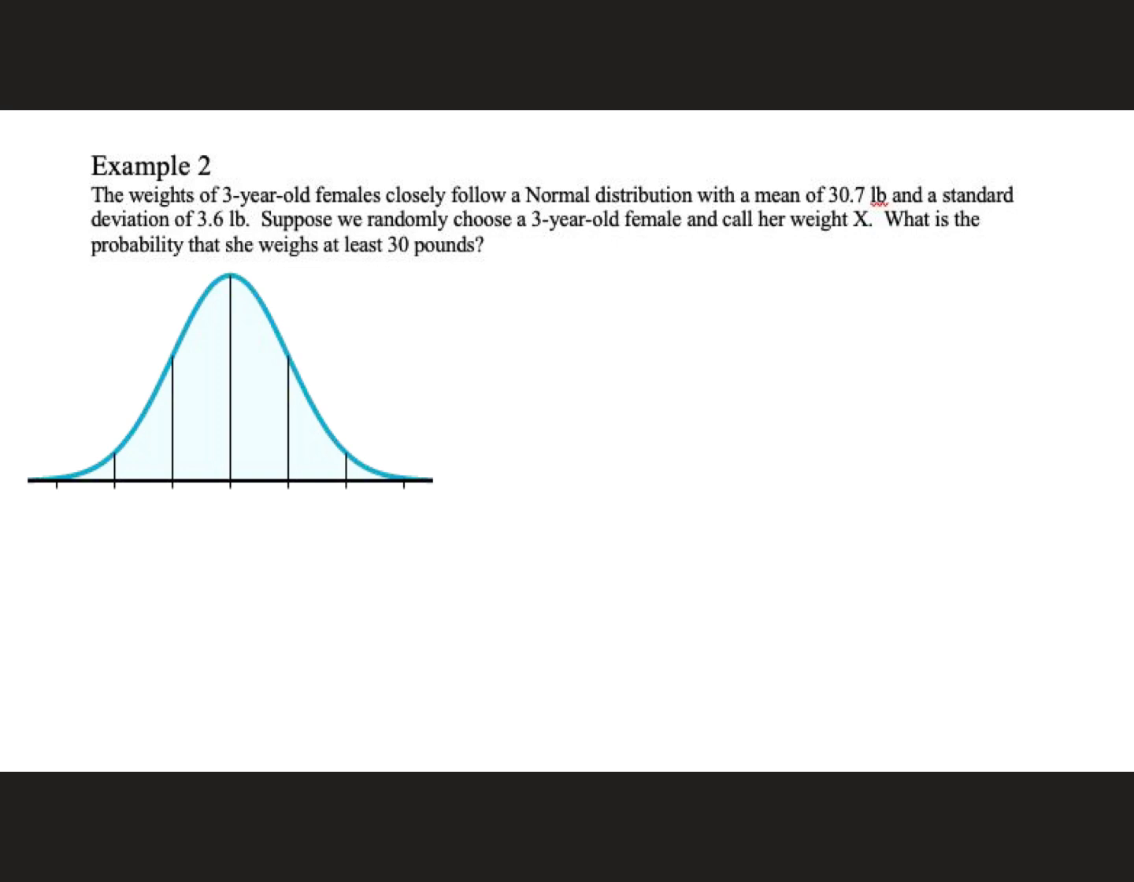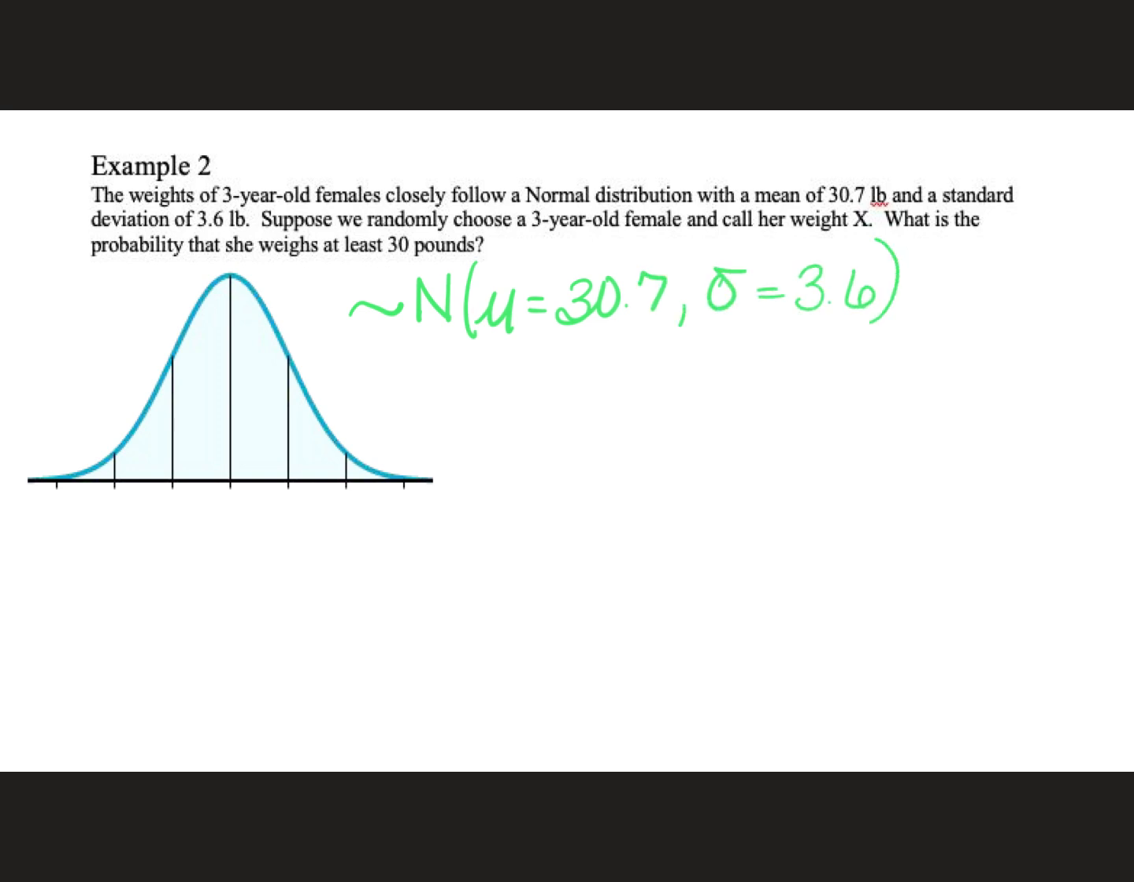And now let's look at a probability example that you've really looked at before. We're told that the weights of 3-year-old females closely follow a normal distribution with a mean of 30.7 pounds and a standard deviation of 3.6 pounds. So it's approximately normal, where mu is 30.7 and sigma is 3.6.